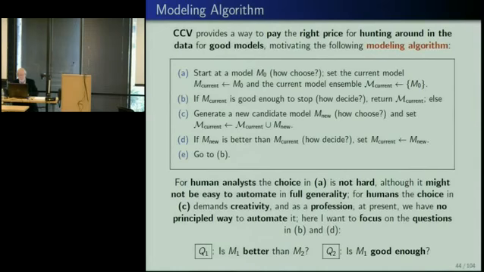Questions B and D look like the following very basic questions. Question 1, is Model 1 better than Model 2? Question 2, is Model 1 good enough to stop looking? Those do sound quite basic. But the more I thought about this, the more I realized that they're not actually at the core yet. They're one step above the core.